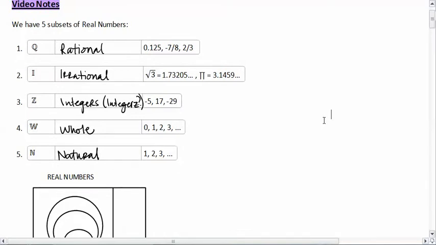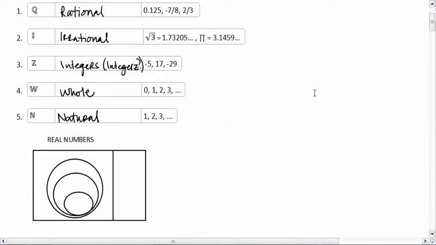Integers, these are numbers like negative 5, 17, negative 29, essentially a fraction over 1. This can be a positive or a negative number. Whole numbers, these are the same as integers except we are 0 and greater. Natural numbers are the same as whole numbers except we are 1 and greater.